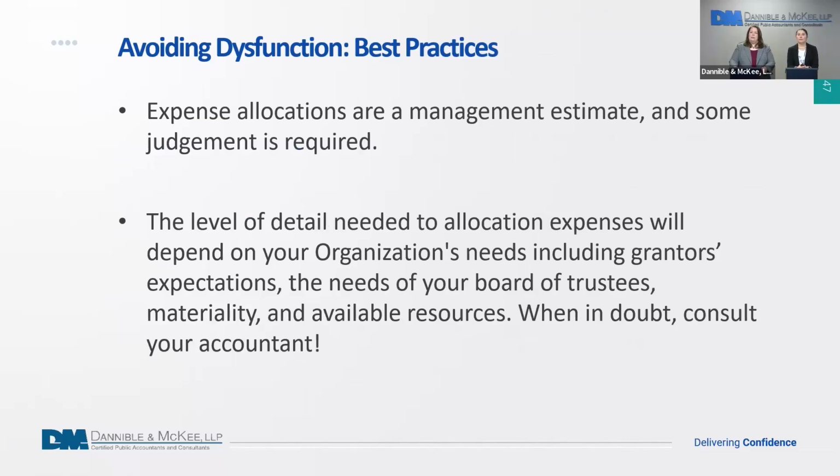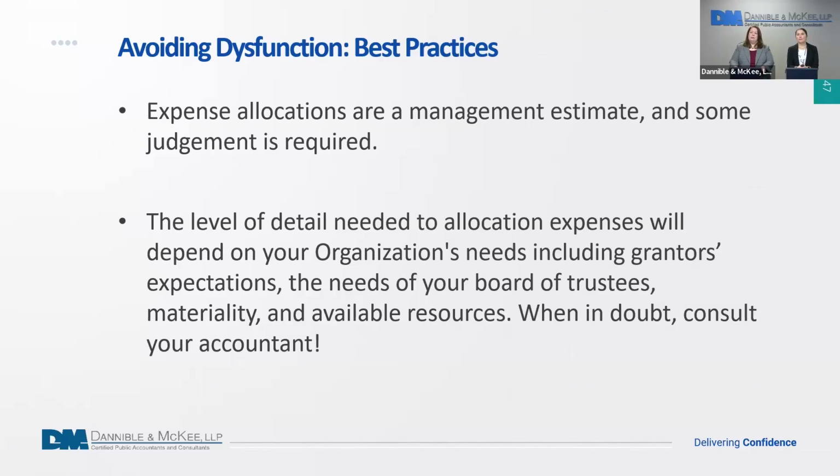So some more best practices. Expense allocations are a management estimate and some judgment is required. So we've talked about that. A lot of the portion of the functional statement is an estimate. There's always judgment required in this. As auditors, if you have this judgment and that's what you can prove to us in the thought process, then we would go with that.